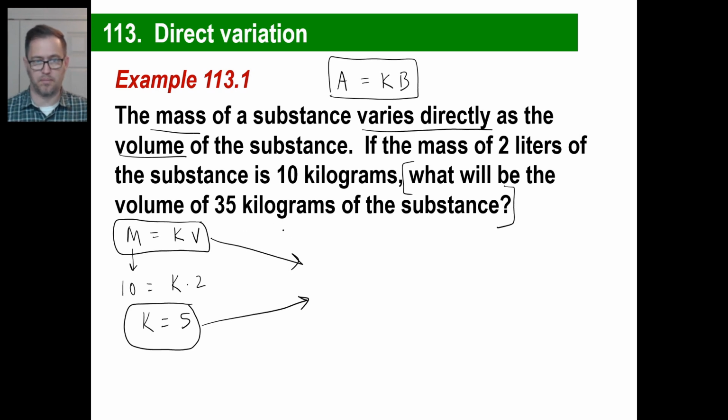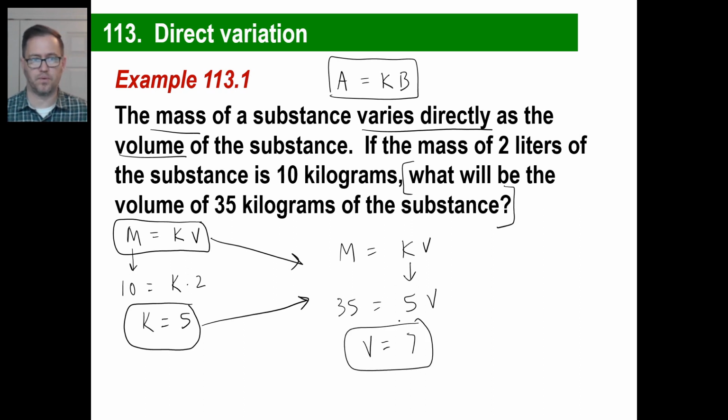Well, the mass in this is our equation, right? We have mass varies directly as the volume, and we have the K, the constant, is 5, okay? So this is our basic equation. Let's just go ahead and write it. M equals K times V again, except this time we found out what the K equals. It's 5, right? They ask what will be the volume, so we don't know the volume. But we know it's going to be 35 kilograms. So there we go. That's all you need to do. So volume is just 35 divided by 5, or 7.